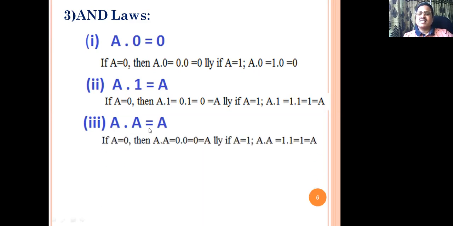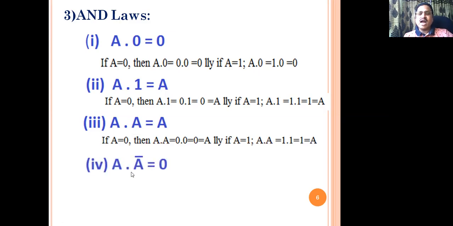Here is the verification. You can take the value of A as 0. Then the left hand side, A and A, replace A by 0, 0 and 0. ANDing of 0 with 0 is always 0 by a two input AND gate, that is equal to A assumed. Then if you assume A equals 1, replace 1 in the left hand side, A and A, replace A by 1, 1 and 1. In the case of a two input AND gate, if both inputs are 1, the output goes 1, that is A assumed as 1. Therefore, ANDing of a number with itself gives the same number by the third AND rule or AND law.